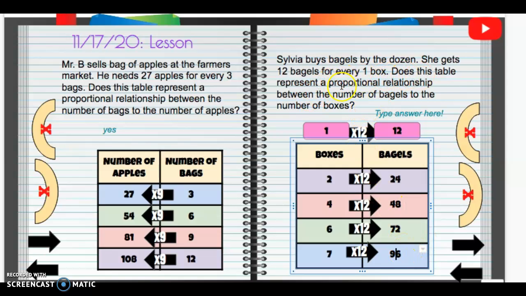So does this represent a proportional relationship? No, it does not, because 7 times 12 is 84, not 96. And that's how you can determine if it's a proportional relationship or not. You have to figure out, does the pattern go all the way through? And if not, then you need to say no. If it does, then that means yes, it is equivalent and it has a proportional relationship.